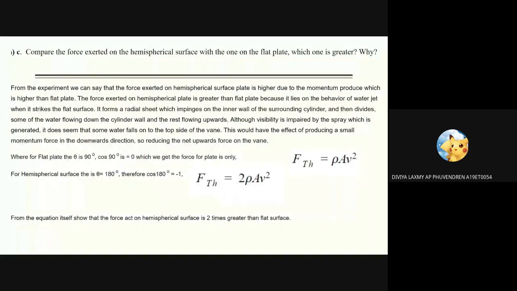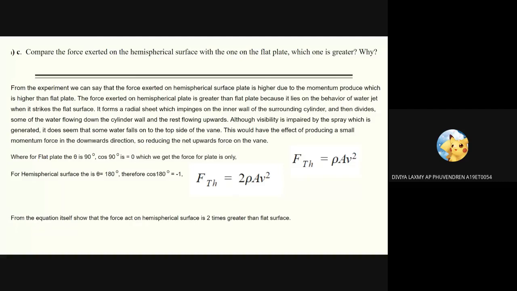Part C is about comparing the force exerted on the hemispherical surface with the one on the flat plate: which one is greater and why. From the experiment, we can say that the force exerted on the hemispherical surface plate is higher due to the momentum produced, which is higher than the flat plate. This lies in the behavior of the water jet when it strikes the flat surface. It forms a radial sheet which impinges on the inner wall of the surrounding cylinder, and it divides some of the water flowing down the cylinder wall and the rest flowing upwards.